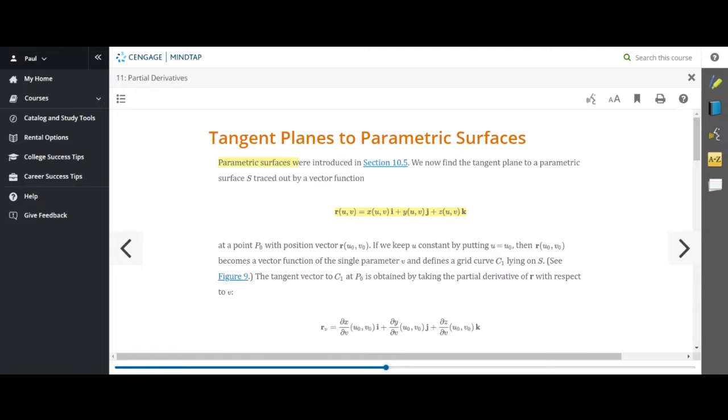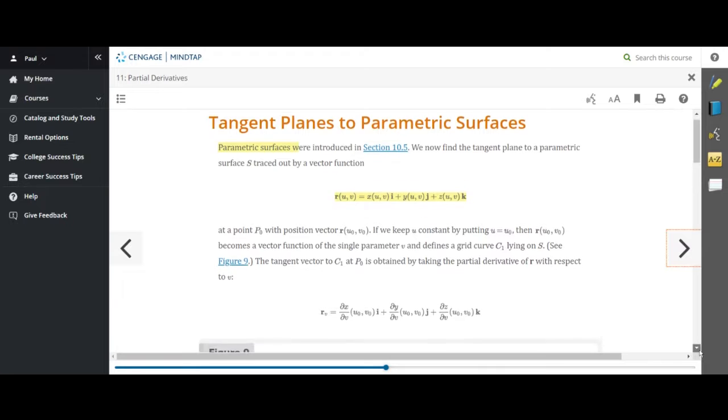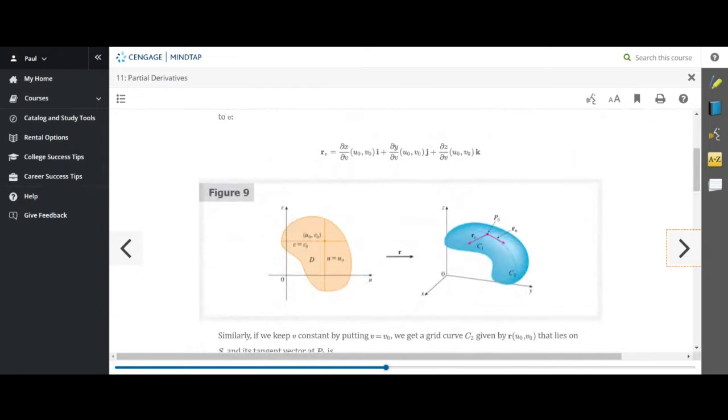Well, the way they show this is basically in Figure 9. You have here your domain D of your u and v parameters, and again we set u and v fixed. When we set u equal to u sub 0 and v equal to v sub 0, that's going to give us a point p sub 0 on the surface.